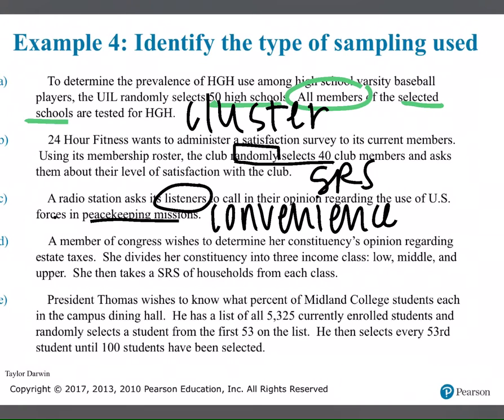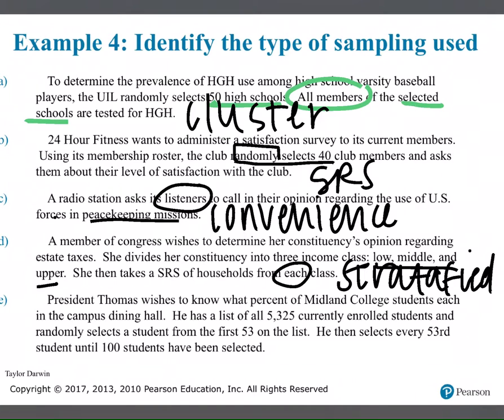D says a member of Congress wishes to determine her constituency's opinion regarding estate taxes. She divides her constituency into 3 income levels: low, middle, and upper. Once she divides them into those groups, she takes a simple random sample from each class. This is an example of a stratified sampling method. We broke them into groups and we took some from each.